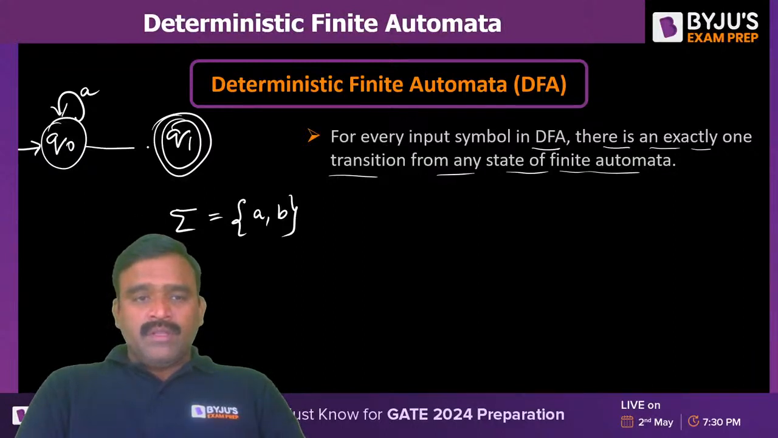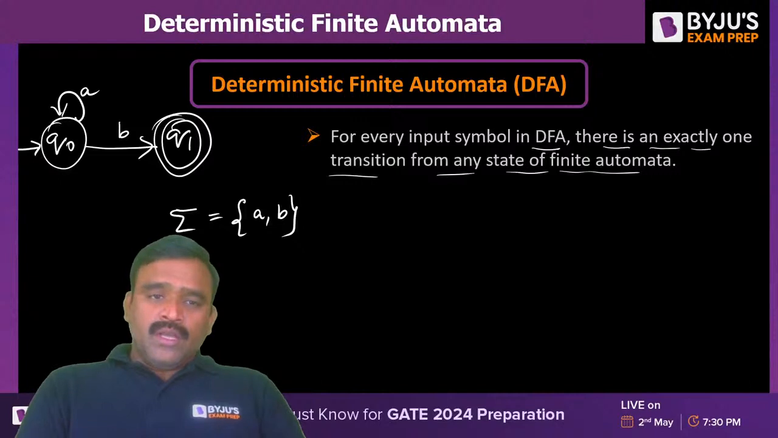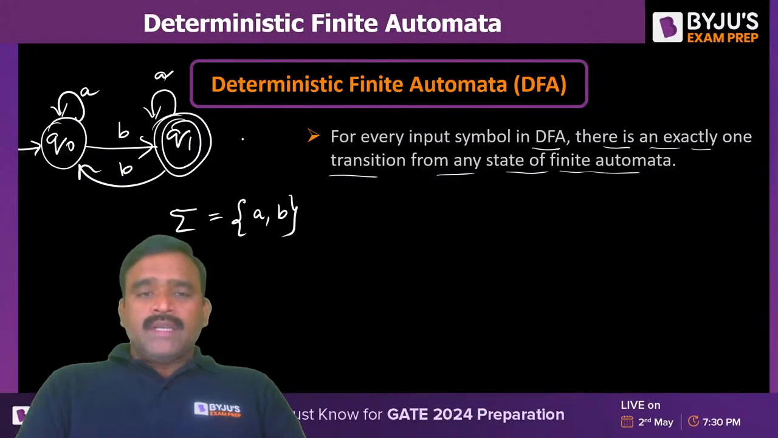If q0 on b is defined, only one time you have to define. Similarly, q1 on a if you define here, that's it. And q1 on b if you define here, that's it. So that means two states are there. There are two inputs, 2 into 2, total 4 transitions are possible.